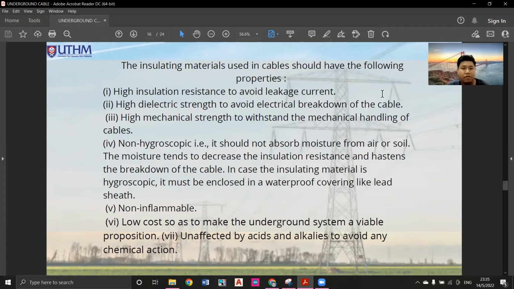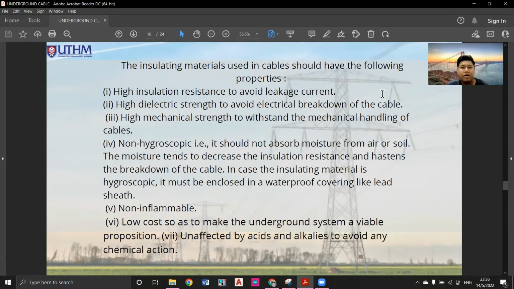First is high insulation resistance to avoid leakage current. As you know, this cable is underground. So make sure there's no leakage current to avoid many types of maintenance. Then the cost of the maintenance will be reduced. Then high dielectric strength to avoid electric breakdown of the cable.